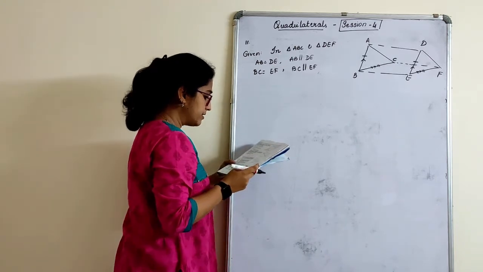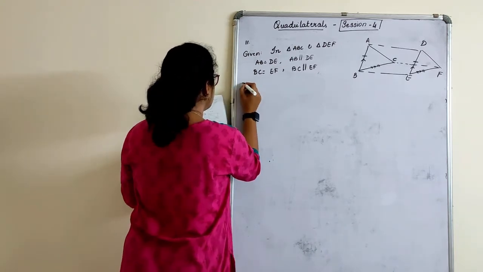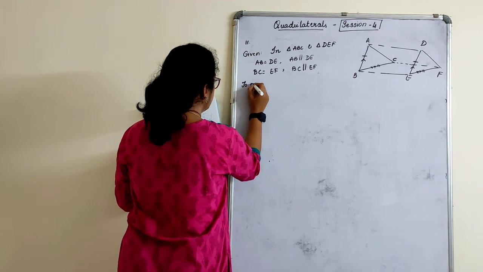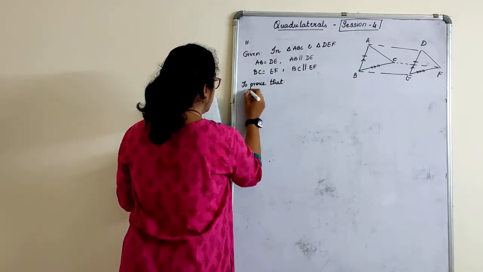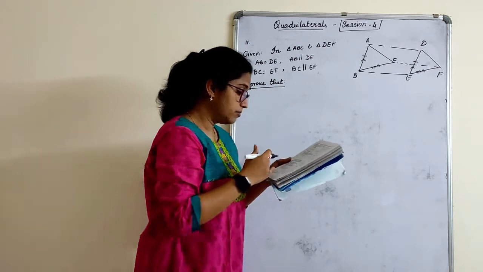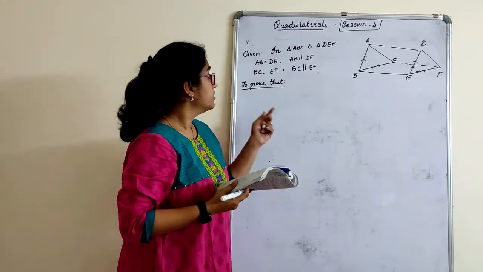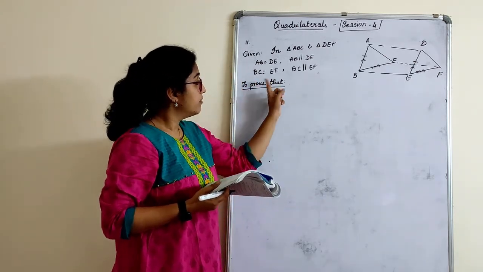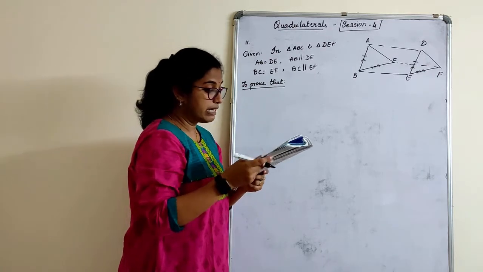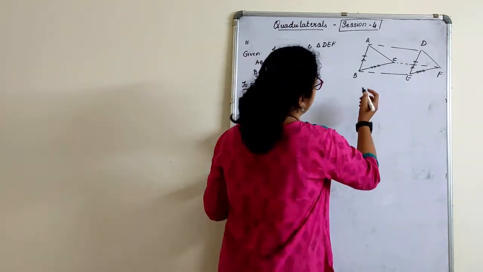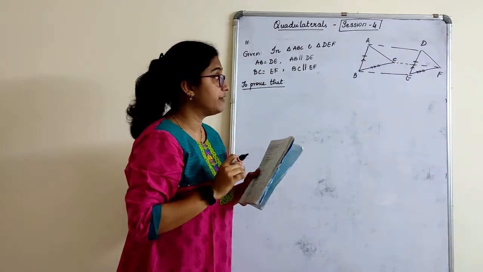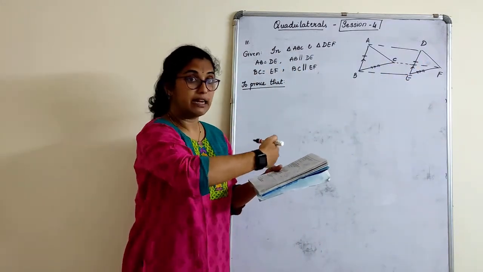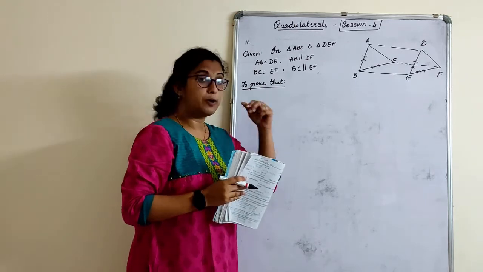The remaining vertices are joined. Show that, or to prove that. I'll not write that because there are so many; we'll just go on proving it. First of all we have to show that quadrilateral ABED is a parallelogram. As and when I read, we'll go on doing. Now come to the properties.